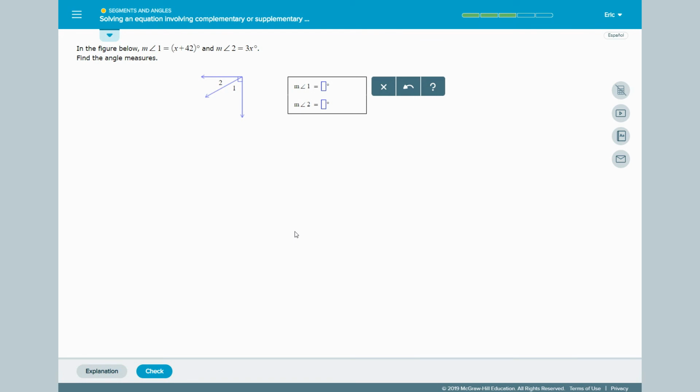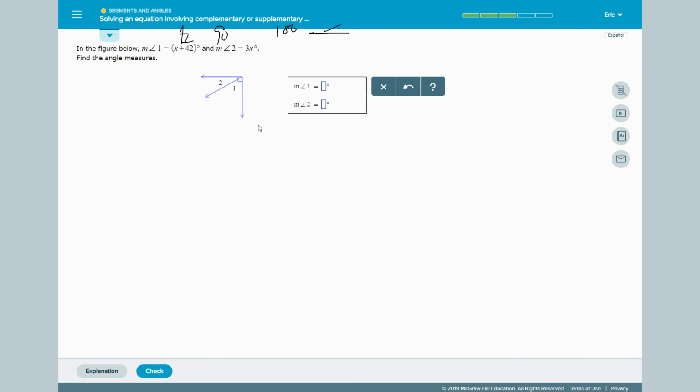Solving an equation involving complementary or supplementary angles. Remember, complementary just means they equal 90. Supplementary means they equal 180. Complementary is this right angle here.